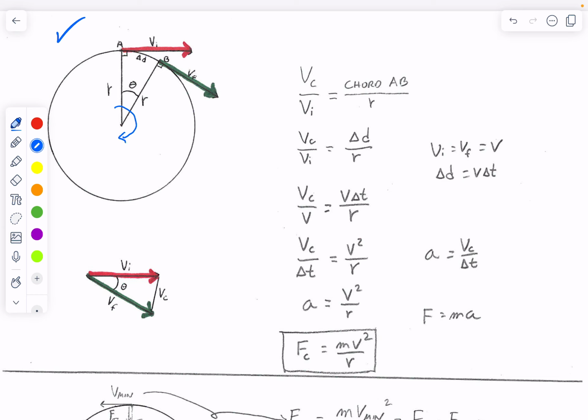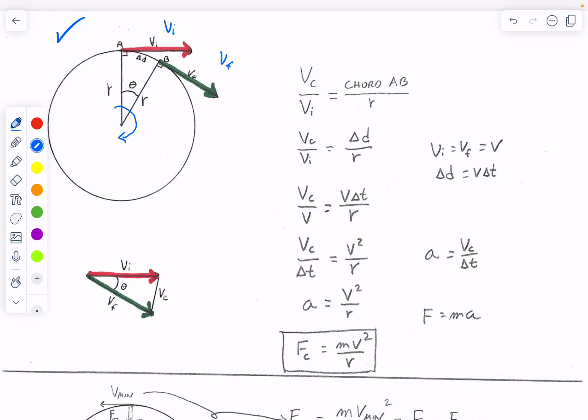So at position A, we have some initial velocity. At position B, we have what we're going to call our final velocity, at least at that point. And they're separated by some angle theta. The radius, of course, remains constant.